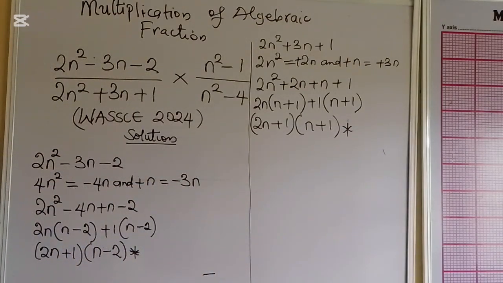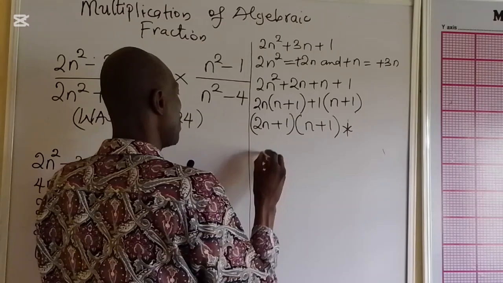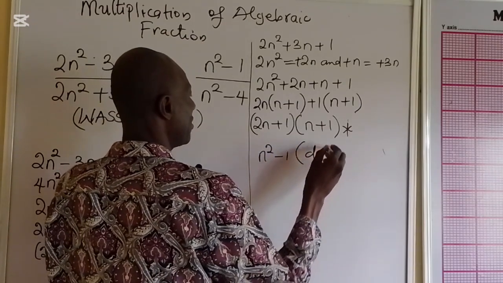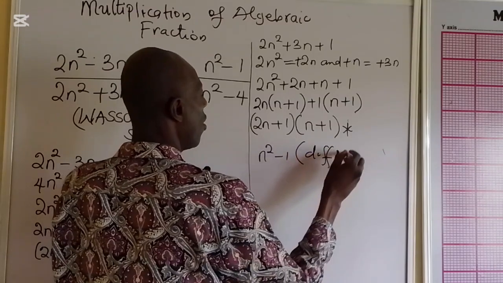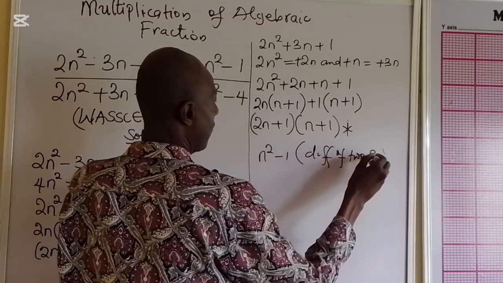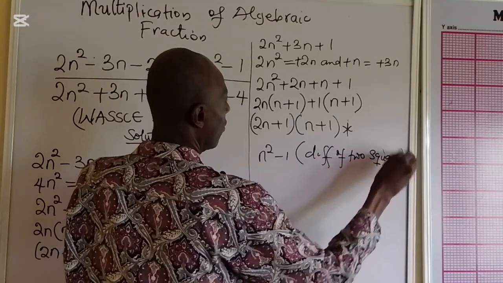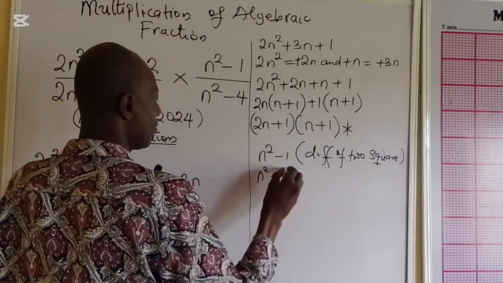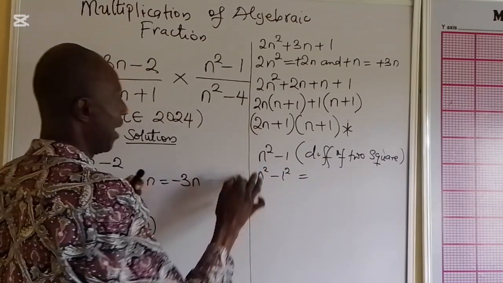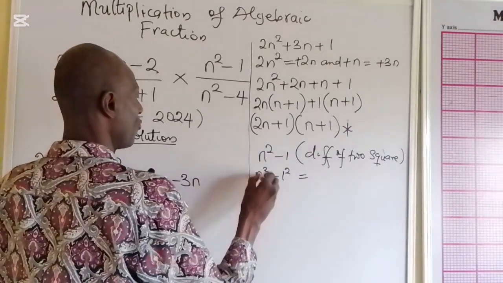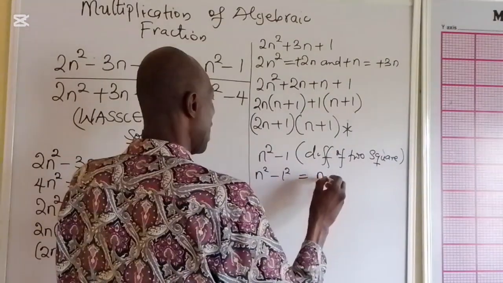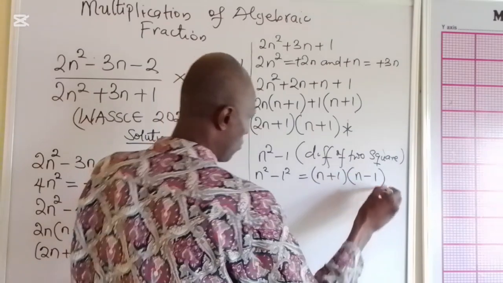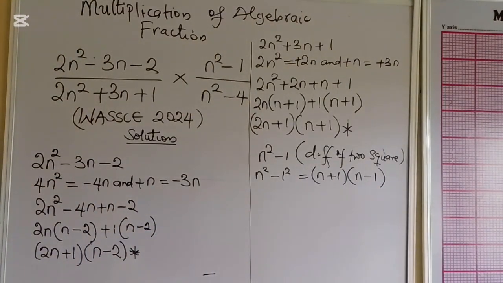As we progress, now n² − 1. We are applying difference of two squares, because n² and 1 means 1 squared. So what is n² − 1²? It is (n + 1)(n − 1). That is the difference of two squares.